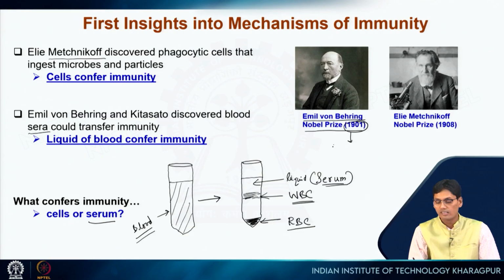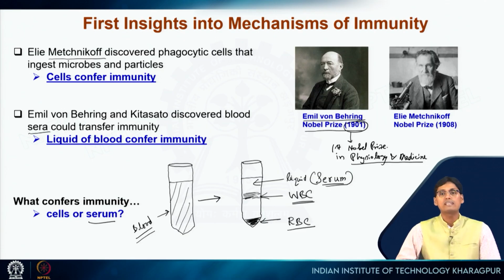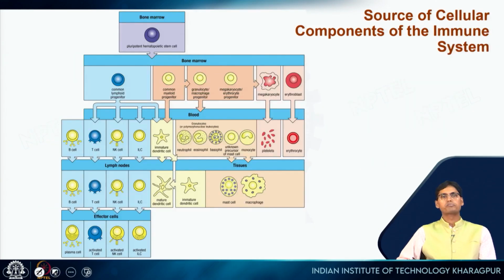This is the first Nobel Prize in Physiology or Medicine. This Nobel Prize started from 1901, so this is in that category. This is the first one. And Metchnikoff also got the Nobel Prize in 1908 for his work. So this is beautiful work. But let's see what is happening in more detail. Now, I just mentioned what serum is and what the cells present are.